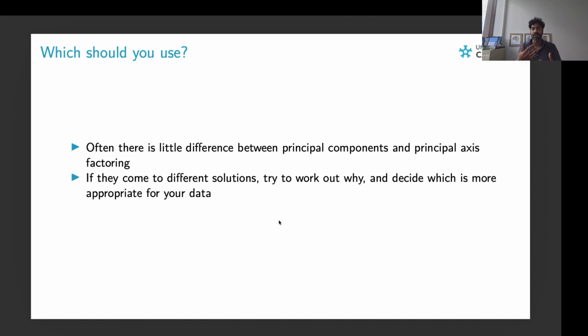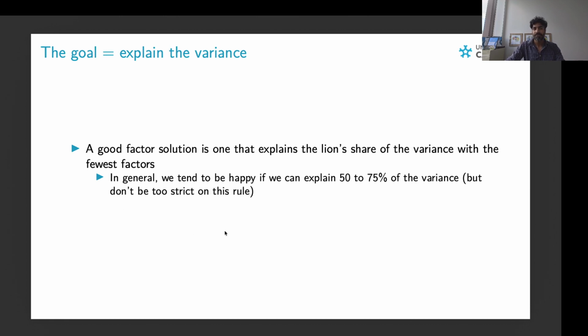It's an iterative process. It doesn't have to be something where you're committing to principal axis or principal component. You can typically have a look and see which one fits the data best. But typically, the purpose or the theoretical purpose can drive it a lot. So often people, if they're interested in data reduction, will use a principal components analysis to get that data down. And the goal is really to explain the variance.